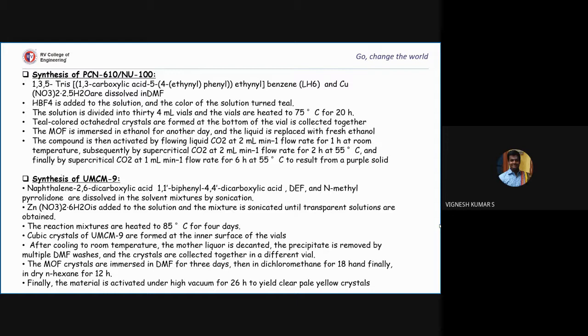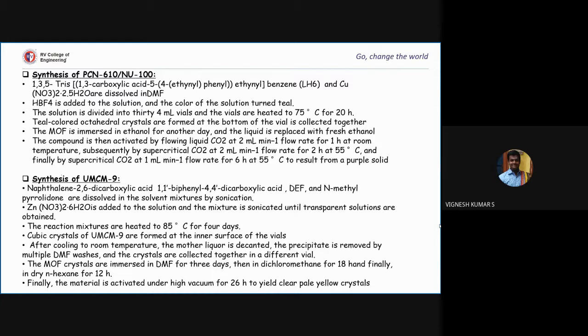The compound is activated by flowing liquid carbon dioxide at a flow rate of 2 milliliter per minute for 1 hour. Subsequently, supercritical carbon dioxide at 2 milliliter per minute flow rate for 2 hours at 55 degrees, and finally supercritical carbon dioxide at 1 milliliter per minute for 6 hours to result in a purple solid.